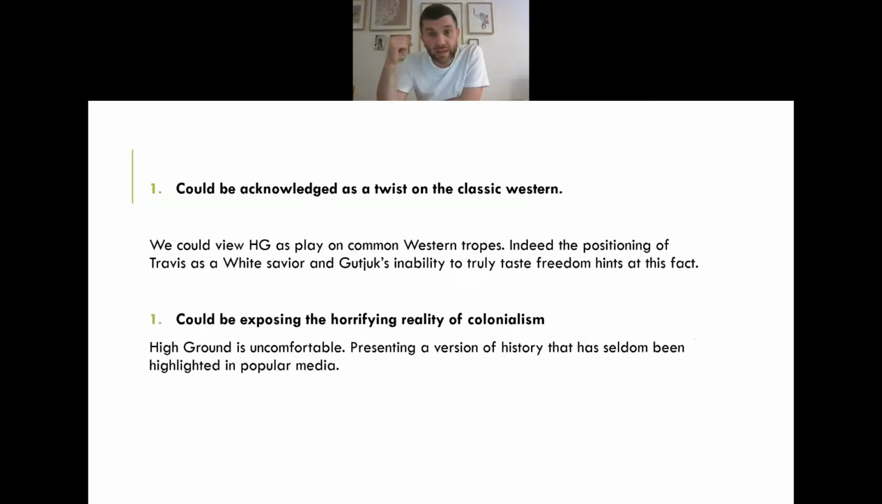Could the text be acknowledged as a twist in the classic Western? We've discussed this before. So we could view High Ground as a play on common Western tropes. Indeed, the positioning of Travis as the white saviour and Gutjuk's inability to truly taste freedom hints at this fact. And we see a lot of references to Western films in how the characters dress, how they act, how they position, how the power dynamics are actually twisted by Maxwell Johnson.